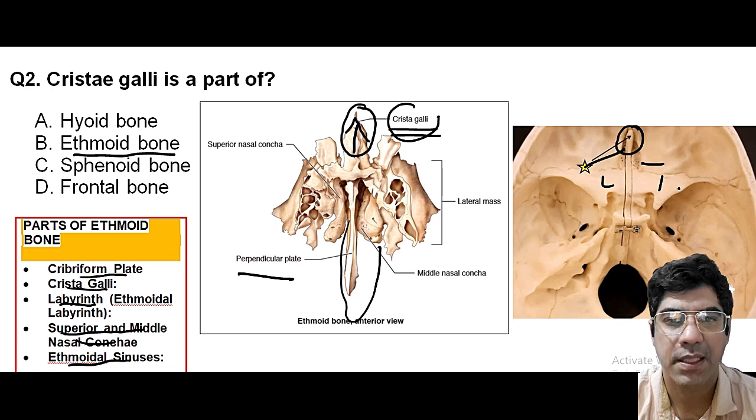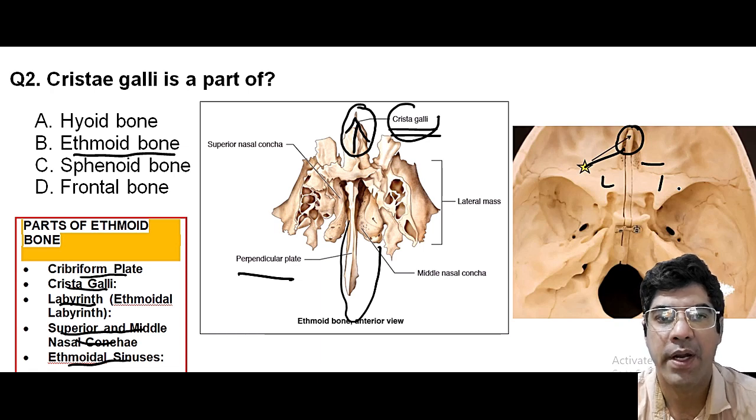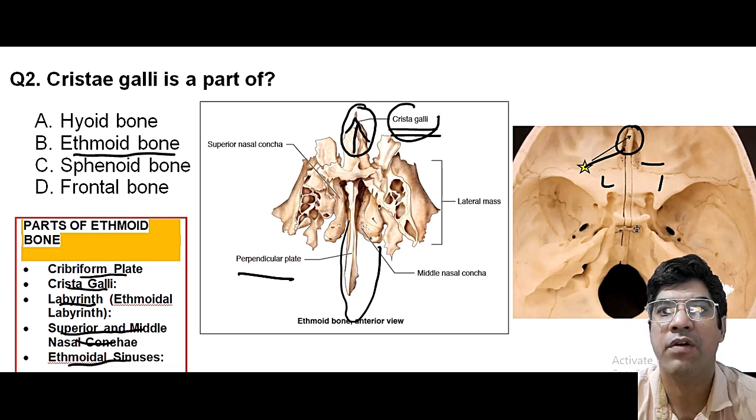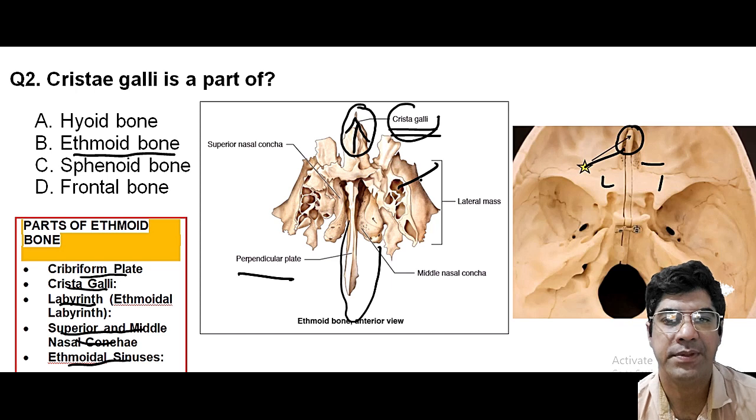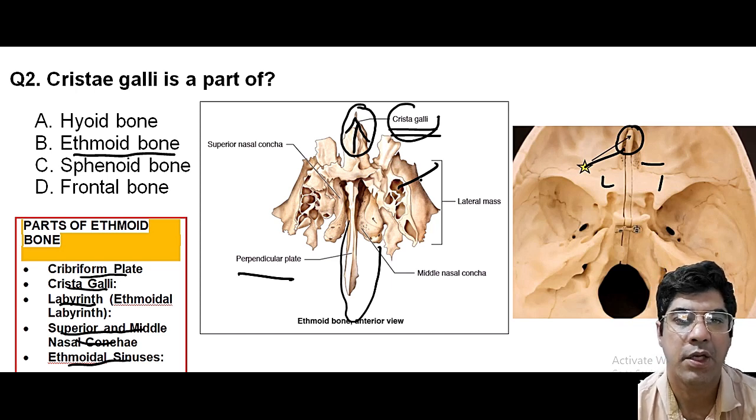Other are the labyrinth. The ethmoid bone looks a bit like a sponge with a lot of tiny pockets. So these pockets help to make the air you breathe in your nose warm and clean.